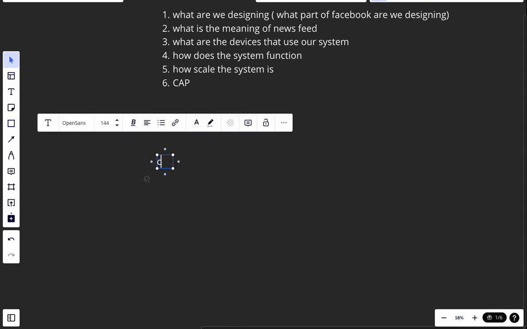CP system. Let me just do it like that. We have a CA system, we have an AP system. And we have the CP system that prioritizes consistency and partition tolerance, but sacrifices availability. In the event of a network partition, the system may become unavailable.